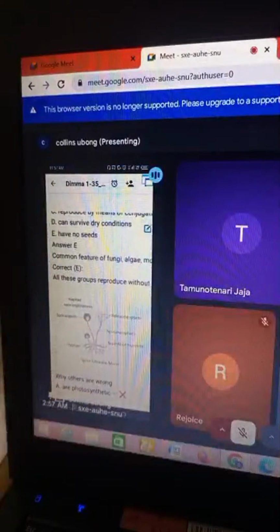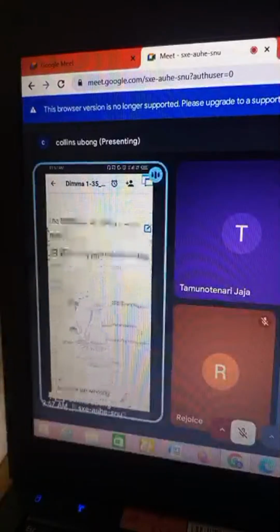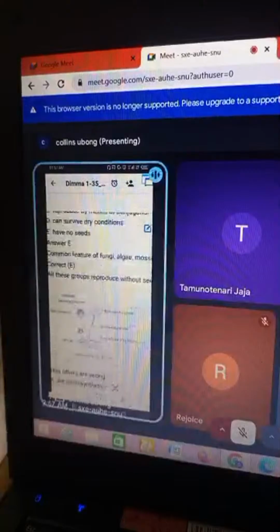So you can see this is a typical example of a fungi, a mucor. Mucor is a fungi releasing spores. Once the spores land on a good ground, it germinates.